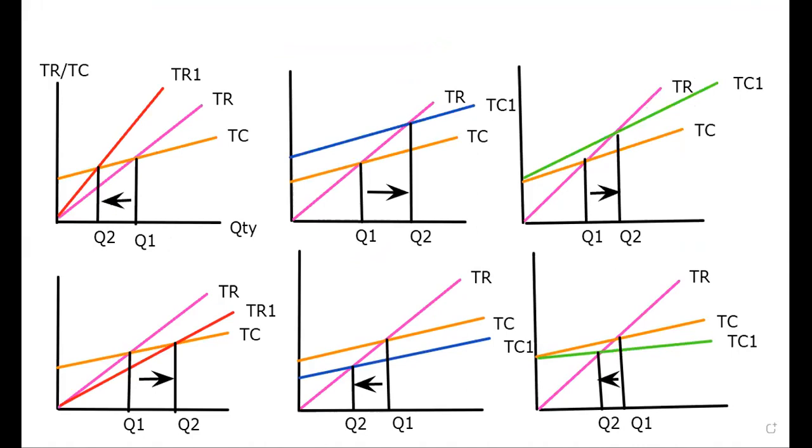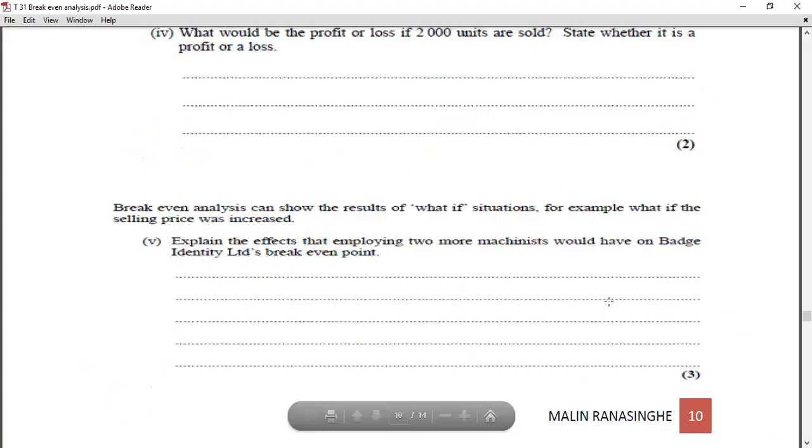No need to draw the diagram for 3 marks. If it's a 6-marker, okay, you can draw the diagram. You can say, as a result of employing 2 more machinists, the variable cost will increase. When the variable cost increases, the total cost will increase. When total cost increases, the break-even point will increase. Like that, you have to give 3 interrelated sentences. 2 machinists means variable cost. Then VC increases, TC increases. When TC increases, BEP increases. So VC to TC, TC to BEP.